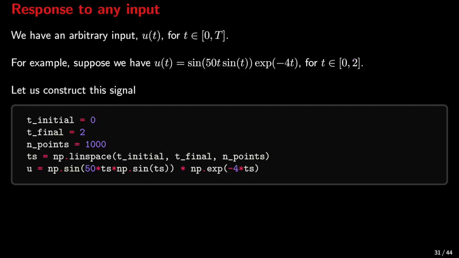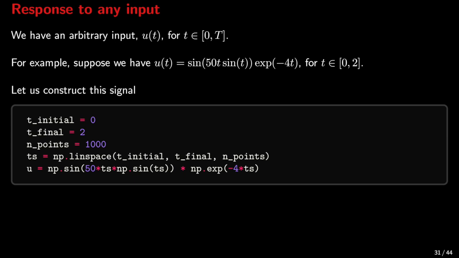We can determine the response of G to any input without having to determine the Laplace transform of the input. Instead, we provide the input in the time domain directly. Let's see how we can do this. Suppose we have this very peculiar input. First, we need to construct the input signal. This is done like this.